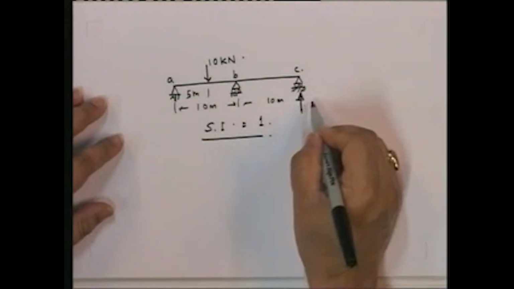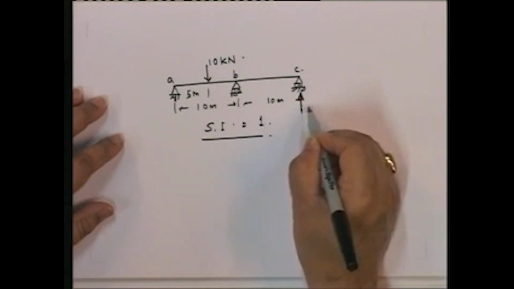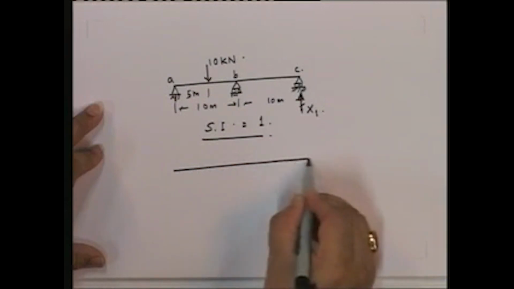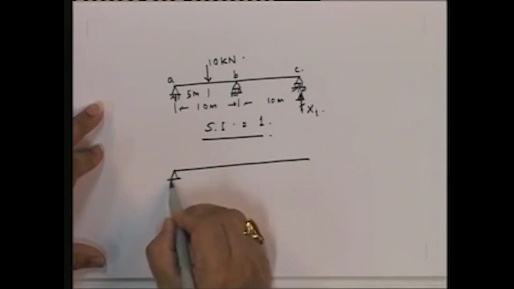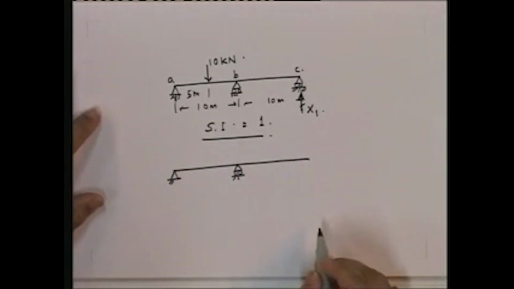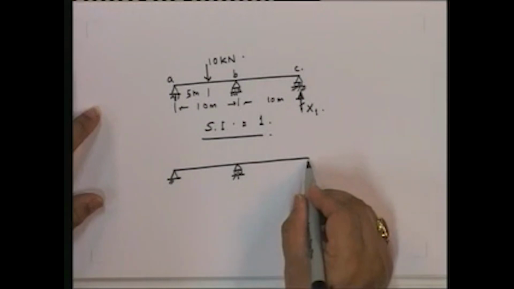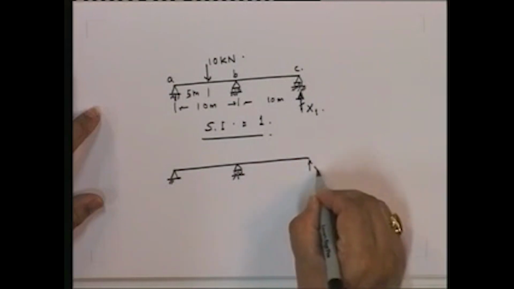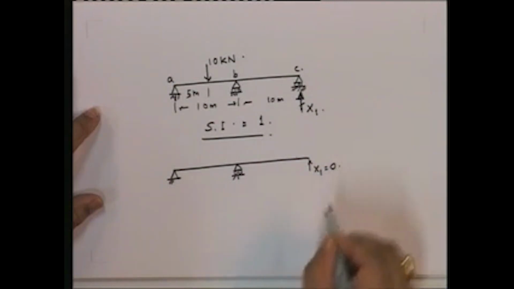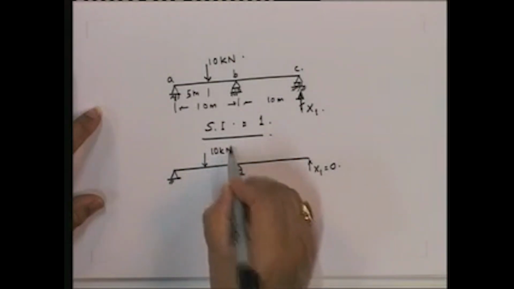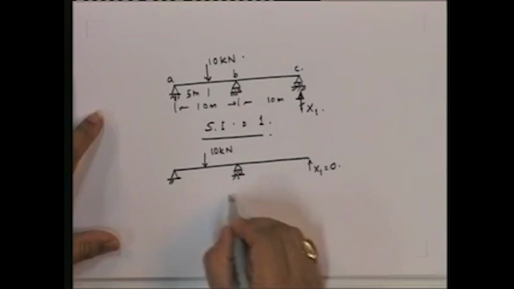However, in this particular case, I opt to take the reaction at C as my redundant. So therefore, what is my base structure? My base structure becomes this, because this x1 is equal to 0. Remember that in the base structure, this reaction, which is x1, is equal to 0. And of course, in this I have the load. Now, what is this equal to?